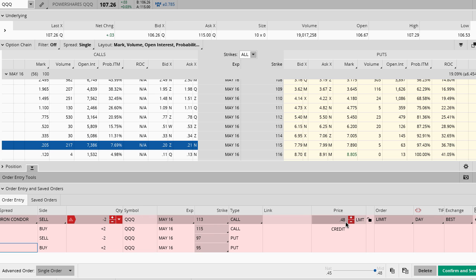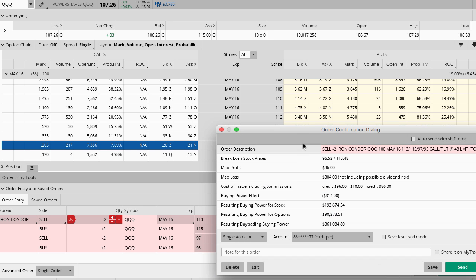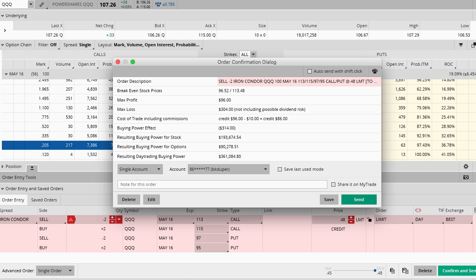Now, our credit's been obviously reduced dramatically to $48, but now when I hit confirm and send, you can see that the risk in this trade was also dramatically reduced to $314, okay? So if you have a $50,000 account, that still might be a really, really small position for you. You could probably go a little bigger in position size.